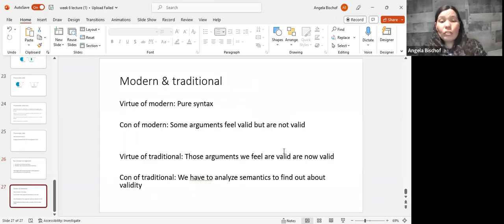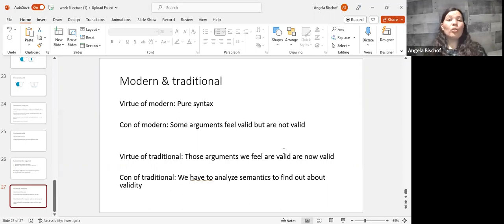So a virtue of the modern interpretation is that we're just doing pure syntax. We're not doing any semantics when we're working underneath the modern interpretation. But the con of the modern interpretation is that some arguments that we feel are valid are not valid. We can't say that they're valid under the modern interpretation. Now, a virtue of the traditional interpretation is that those arguments that we feel are valid are now valid. We can give an argument as to why they're valid. Why? Because we're assuming existence.